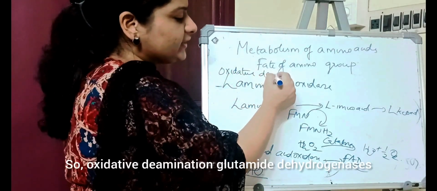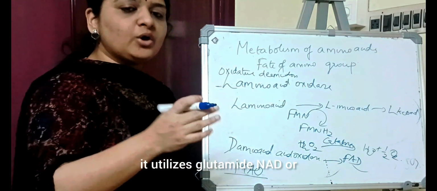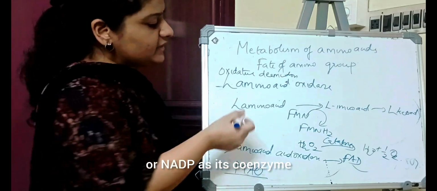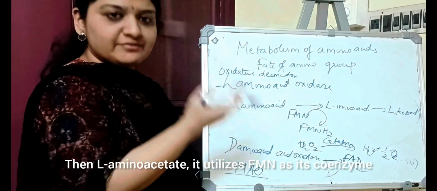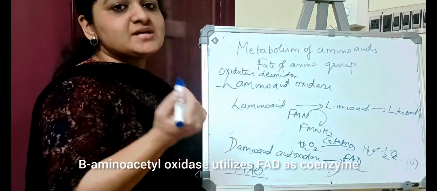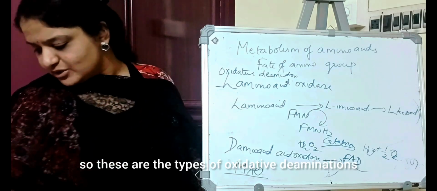So in oxidative deamination, glutamate dehydrogenase utilizes glutamate, and it can utilize NAD or NADP as its coenzyme. Then L-amino acid oxidase utilizes FMN as its coenzyme. D-amino acid oxidase utilizes FAD as coenzyme. So these are the types of oxidative deamination.